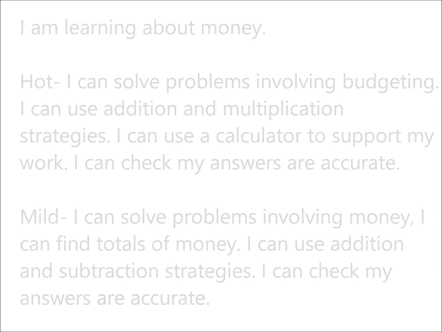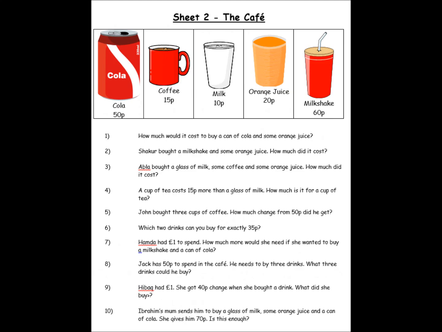So let's have a look first of all at the mild one here. This worksheet is available on Teams, so you don't have to do it from this video, you can go onto Teams to get that. You don't have to print it off. You can do the work on your online jotter, or you can do the work into your homework jotter. It is completely up to you. So we've got 10 questions here for the mild, and it's all to do with a cafe.